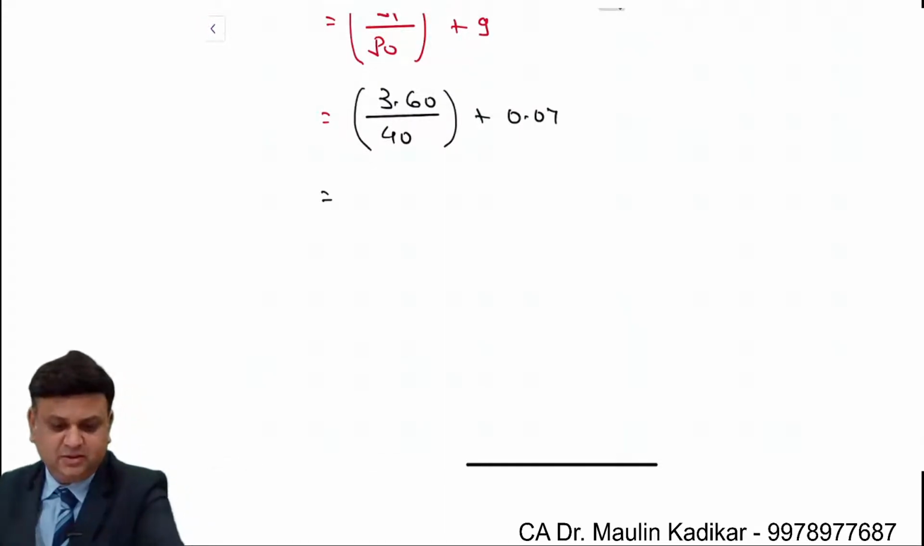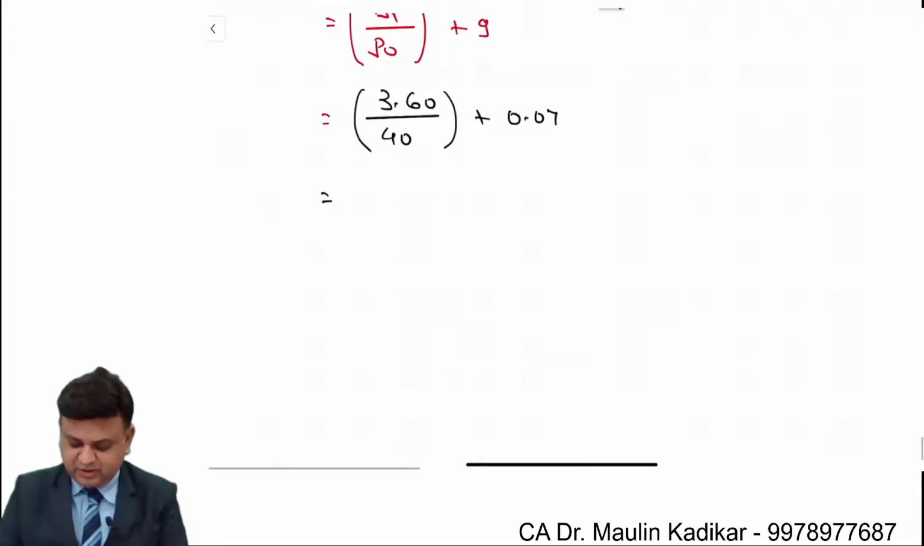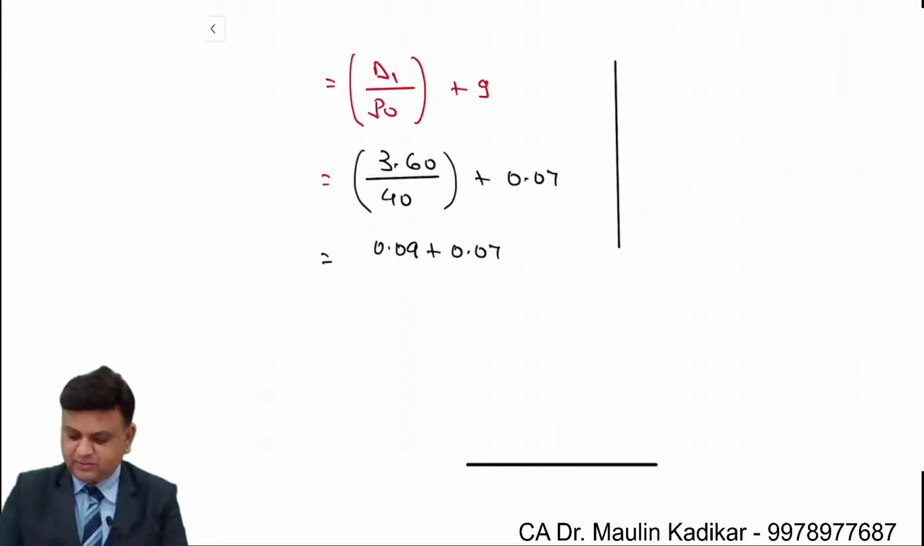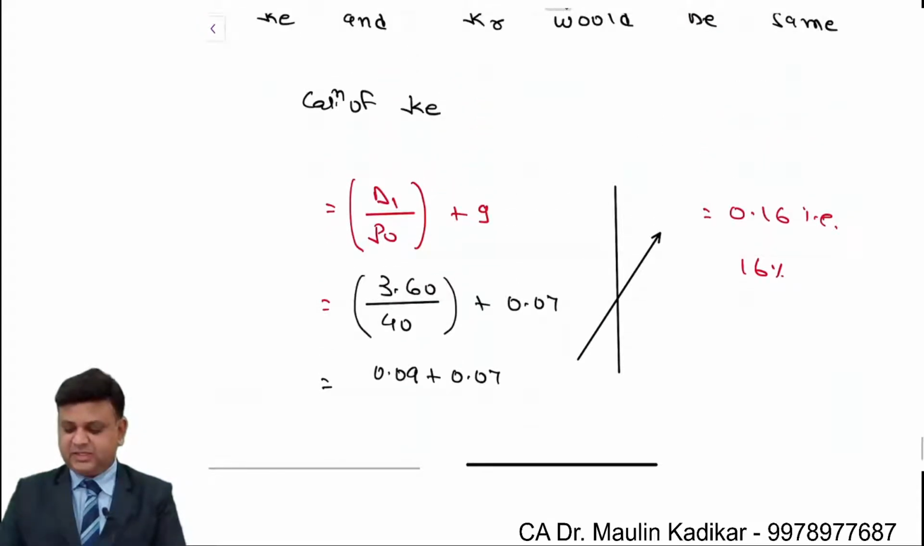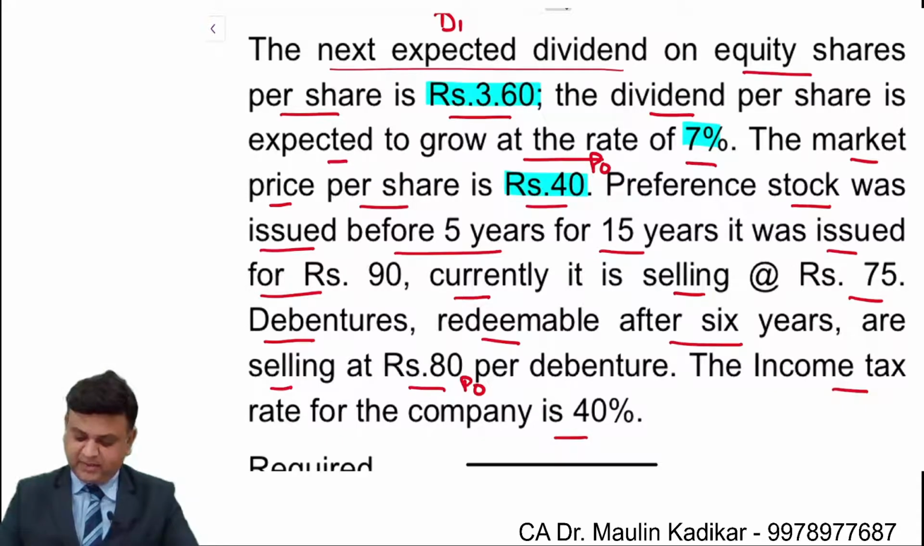So what will happen friends? We understand that say 3.6 upon 40, 0.09 plus 0.07. So that comes to 0.16, that is 16%. That is the way first of all KE will be calculated. After writing the answer of KE, I want you to tell me answer of cost of preference share. That is the next information which they have provided. Tell me cost of preference share.